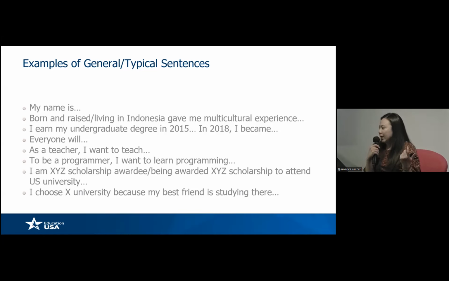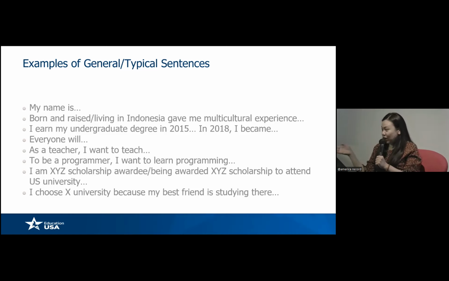"I am an XYZ scholarship awardee," or "being awarded the XYZ scholarship to attend this and that university." It's not that it's bad. It's actually good to show that, wow, you are supported by your government and everything. But the way you put it in the essay, if it's not connected, like out of nowhere, you're like, hi, my name is Santika and I got this and that scholarship. Where's the connection, right? How does this connect to the prompt or the question or the topic that you are trying to write about? So you need to keep that in mind.